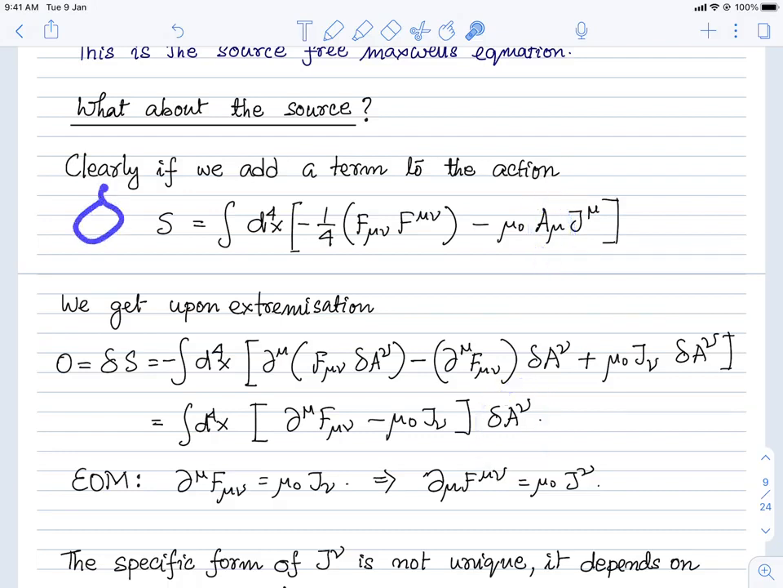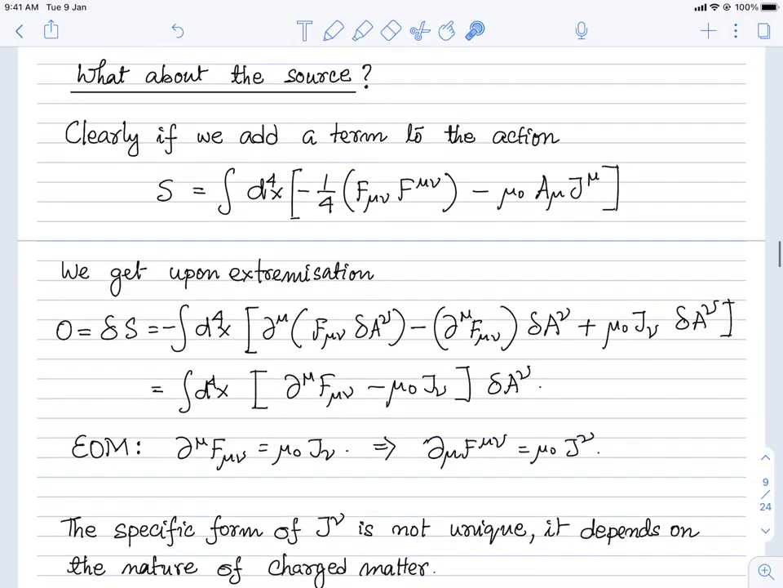As you do a variation, it comes and hits this mu here. That's the only degree of freedom. That's the function with respect to which there's a set of functions. You know, there are 4 functions with respect to which you are trying to extremize this S, as a functional variation.